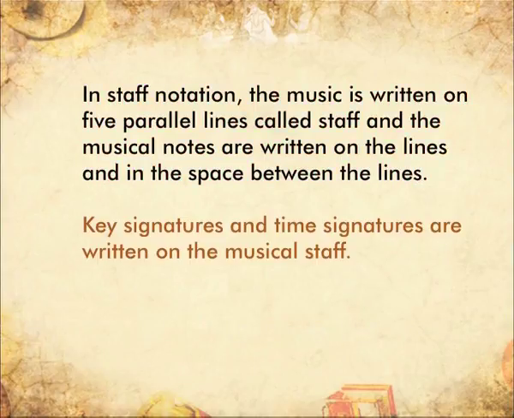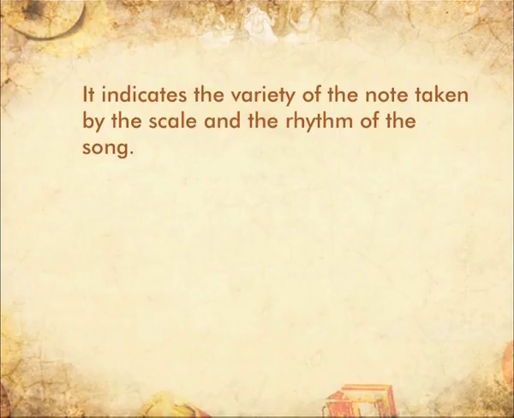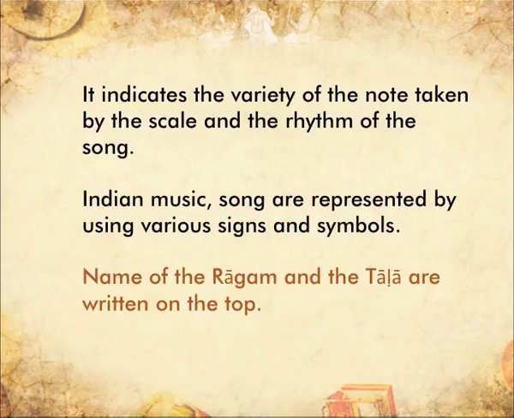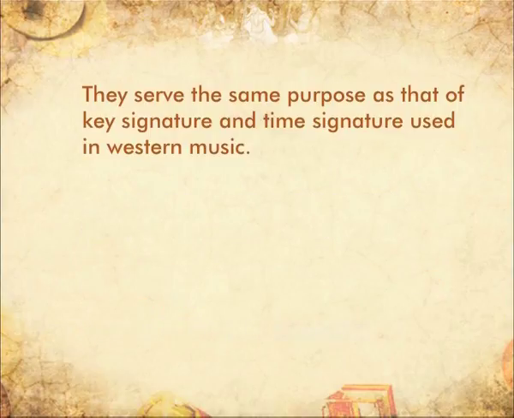Key signatures and time signatures are written on the musical staff, which indicate the variety of the notes taken by the scale and the rhythm of the song respectively. But in Indian music, though the song is written in a single line, all the details regarding the song are represented by using various signs and symbols. The name of the ragam and the name of the tala are written on the top. They serve the same purpose as that of key signature and time signature used in Western music.